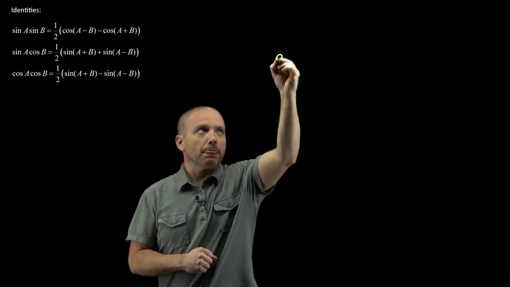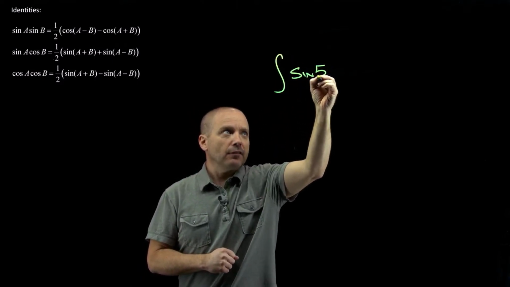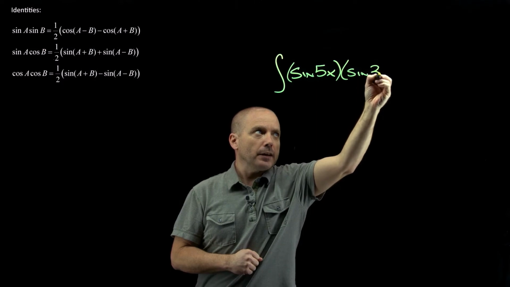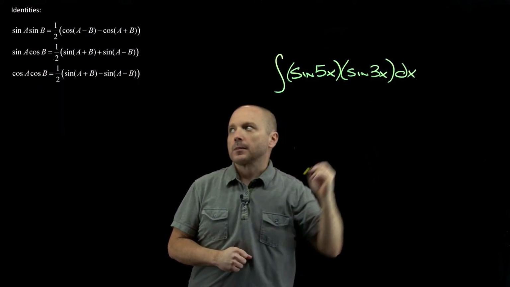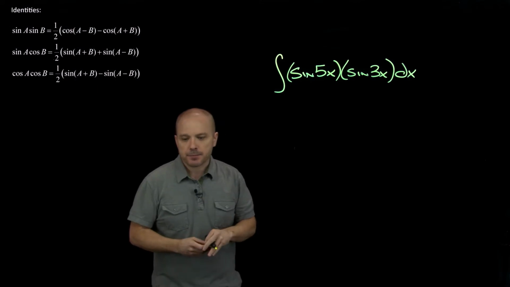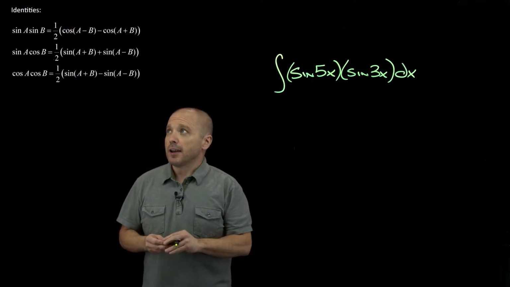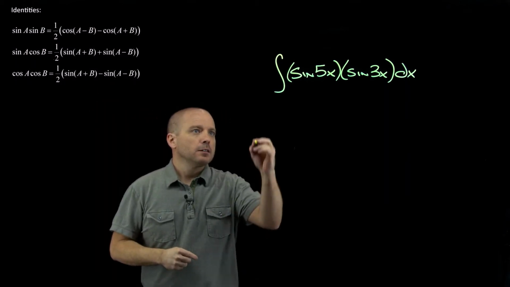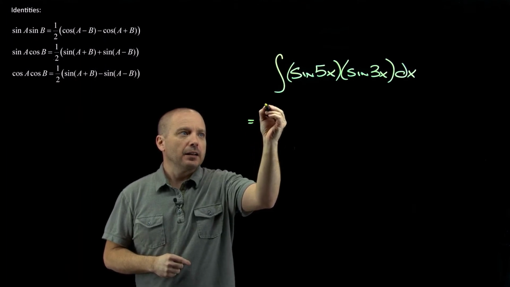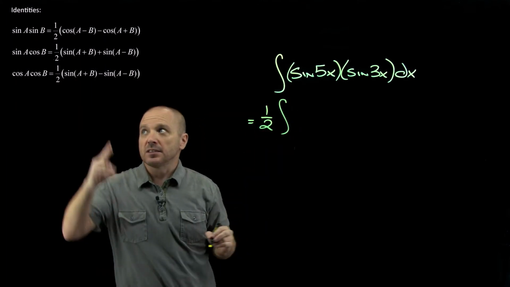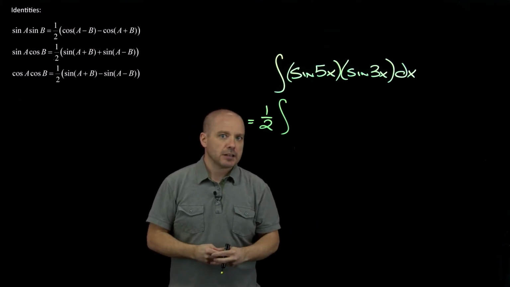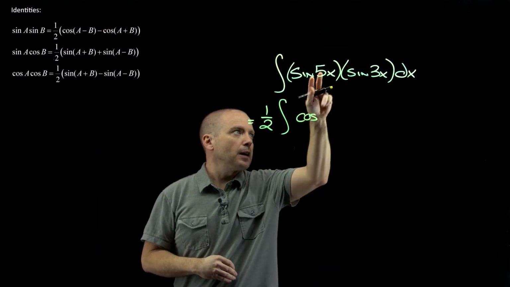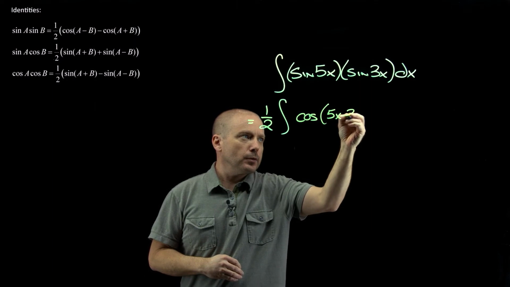Say we wanted to integrate sine 5x times sine of 3x. So let's look over here at our identities. So the first one there, sine A times sine B, is 1/2. And the first thing we can always do on these, since they all involve a half there, is just take the half outside. And so then we have cosine of A minus B, so cosine of 5x minus 3x.